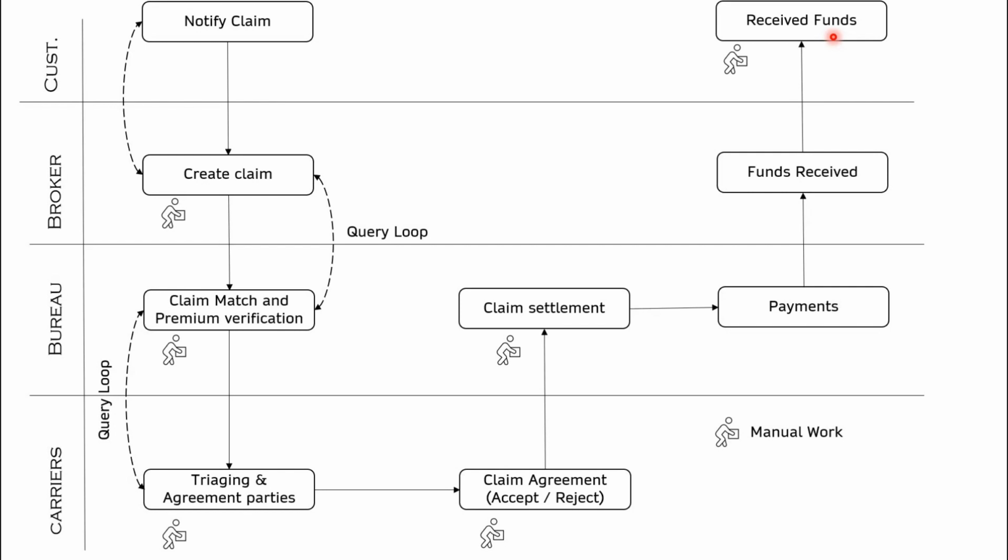This sometimes becomes very time consuming and leads to a lot of manual query loop between the broker, bureau technician and carrier. Claim triaging and identifying the right agreement parties are also largely manual intensive activities. Updating the claim system at the broker, bureau, carrier, etc. is largely manual, though ECF writeback services provide some automation, but still a lot of manual effort is required to make sure that all these applications or systems are in sync.